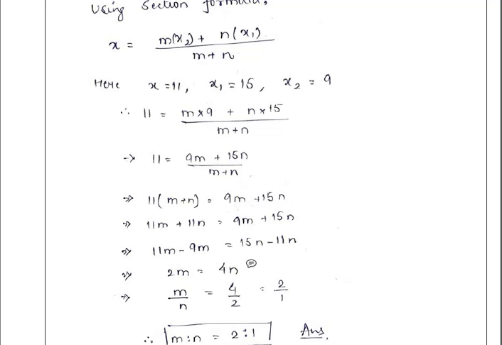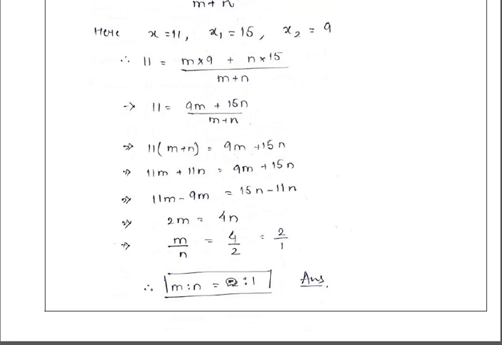Now after this, to find the ratio, I need to find m by n, because m is to n is the same as m by n, right? So what I do, I take n to the bottom and I take 2 to the other side. So this is like cross division. m stays here, n goes down, 4 stays here, 2 goes down. So m by n is equal to 4 by 2. You reduce it to the simple terms. 4 by 2 becomes 2 by 1. Therefore, m is to n is equal to 2 is to 1 is the answer.